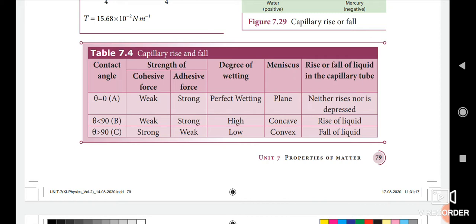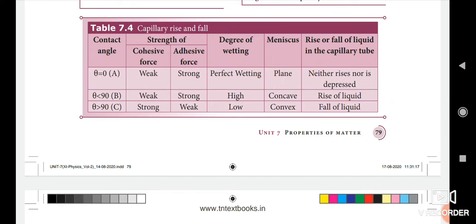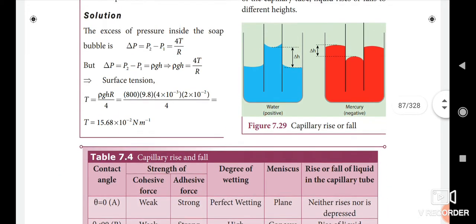Next, the theta value will be greater than 90 degrees. Greater than 90 degrees means it makes an obtuse angle. So here the cohesive force is strong, but the adhesive force is weak. Then what is the degree of wetting? Here the degree of wetting is low. Then the meniscus makes a convex shape, and there is a fall of the liquid. So this is the capillary rise and capillary fall.